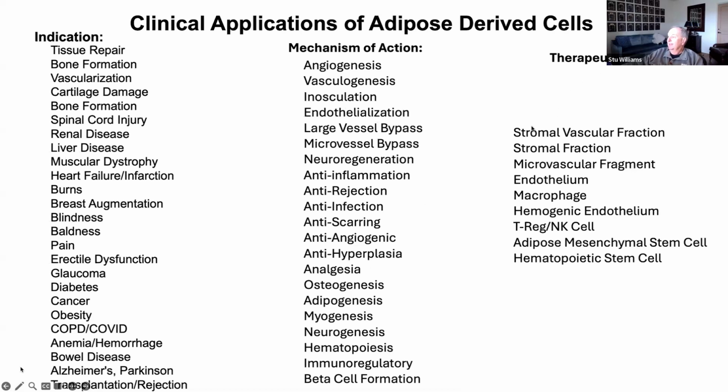And then this definition of what the therapeutic cells are. Hopefully, we'll get some discussion, comments, or you agree with me. These are not adipose mesenchymal stem cells. They're either the vascular fraction, stromal fraction, or they're microvascular fragments. It takes a village, all of these cells, to get all of these mechanisms operating in order to treat some of these complex diseases.